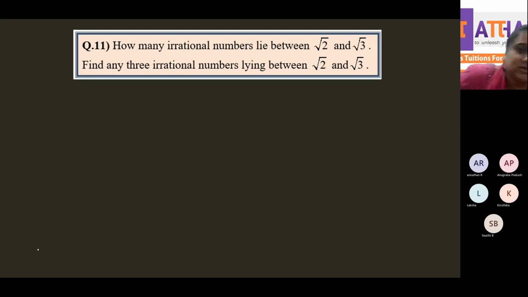So what's the question here? How many irrational numbers lie between √2 and √3? Infinitely many. They're not asking you to write anything. How many? Infinitely many. Find any, okay, that's the next question. Find any three irrational numbers lying between √2 and √3.